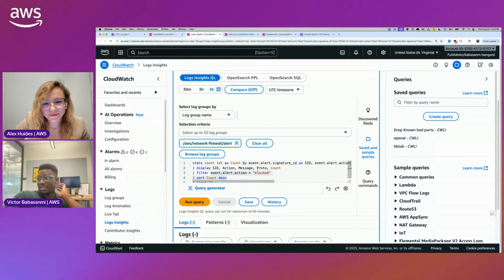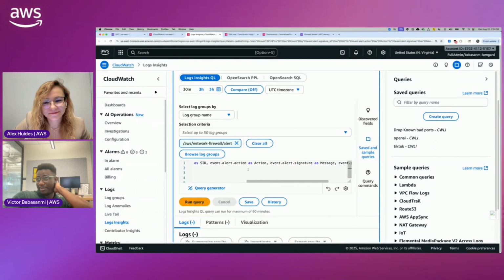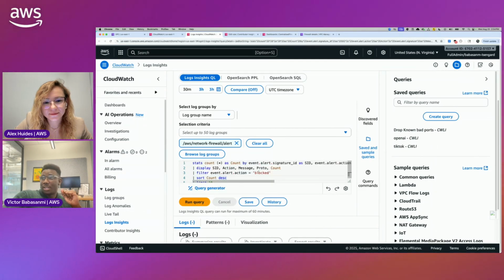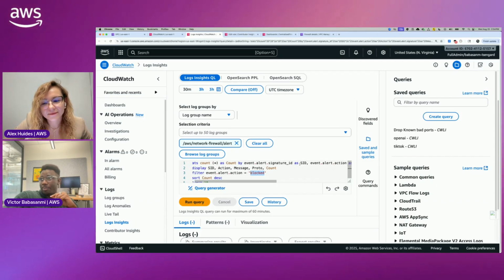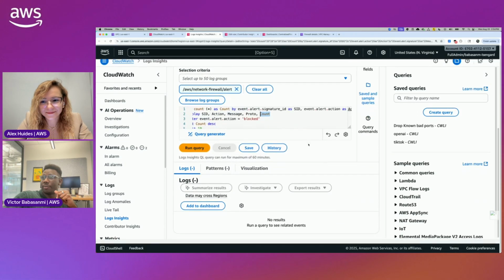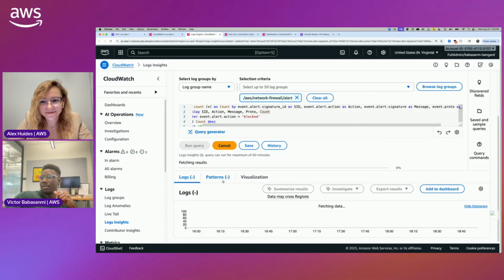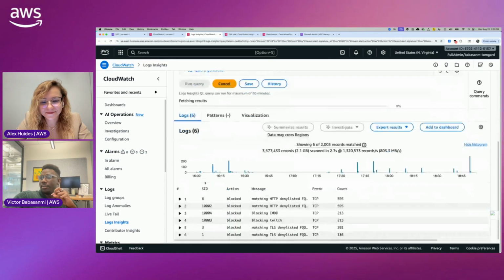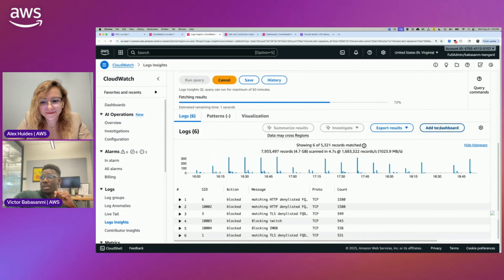So this is just a query that's looking at the logs to see which ones have a blocked action. Based off the SID that would identify the rules, it can tell us which of them has blocked actions and give us that count. And so if I run this, I'll get some analysis, and you can add this to any dashboard that you want.